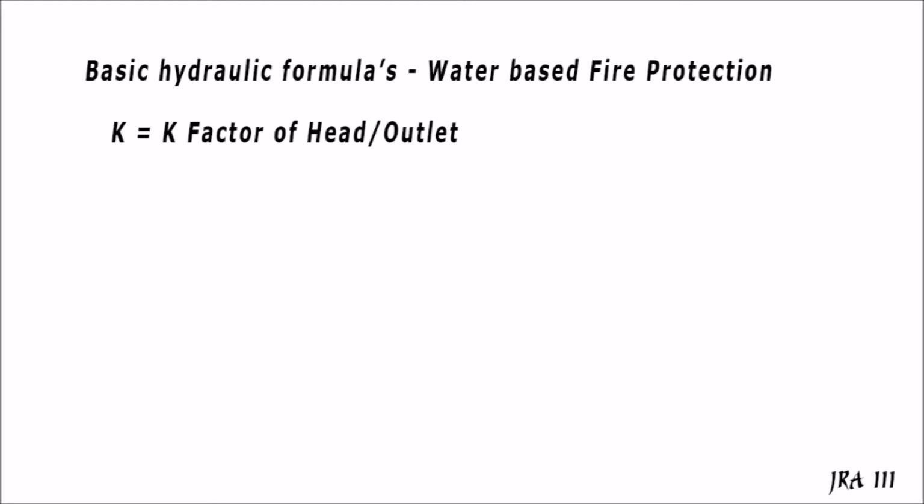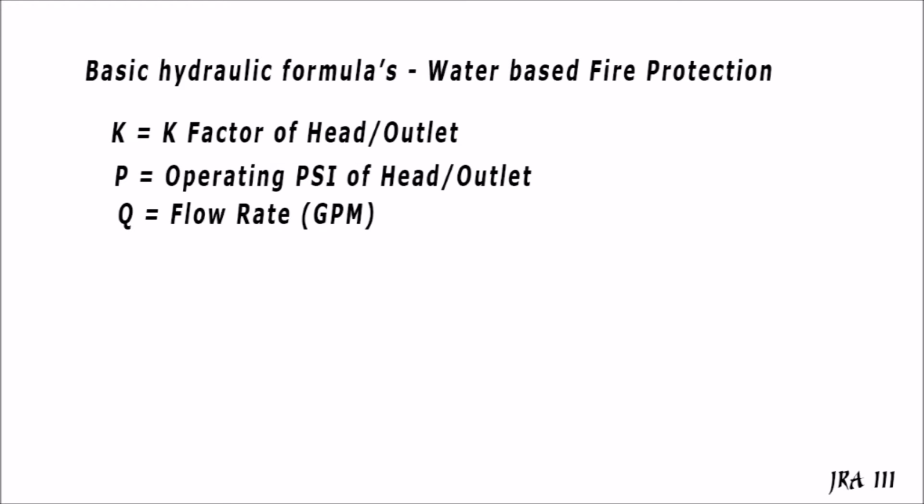K is the K-factor of the head or outlet. P stands for the operating PSI, or pressure, of the head or outlet. And Q is equal to the flow rate, or GPM. These are the KQP formulas, and they're all just rearranged versions of the same formula. If you do your basic algebra with any of these formulas, you can get the others, but it's also pretty easy just to have them up as they are.